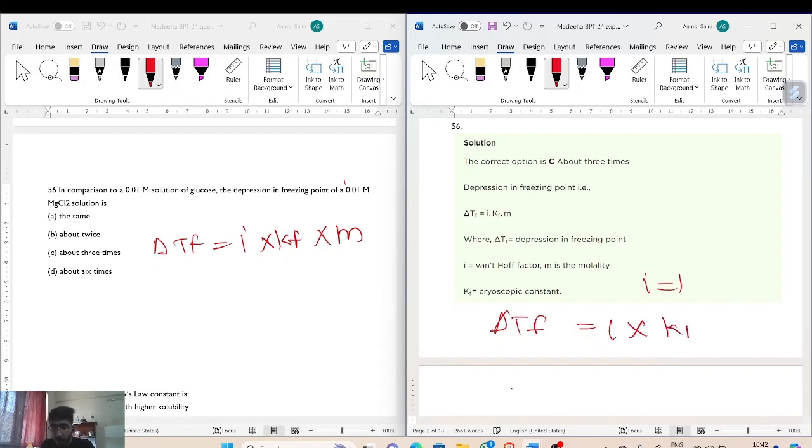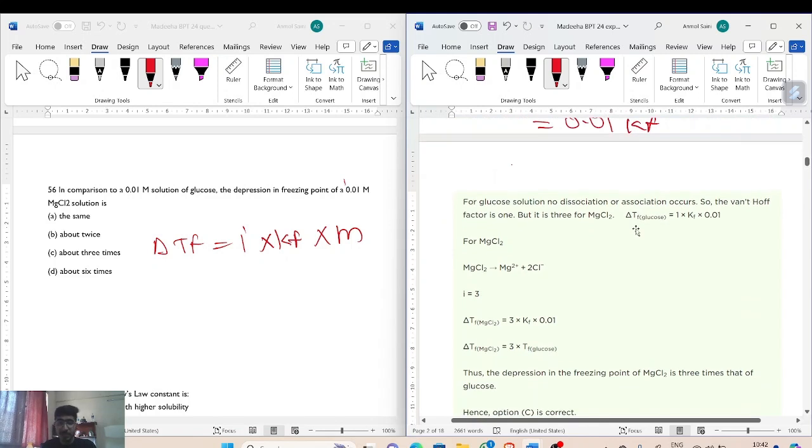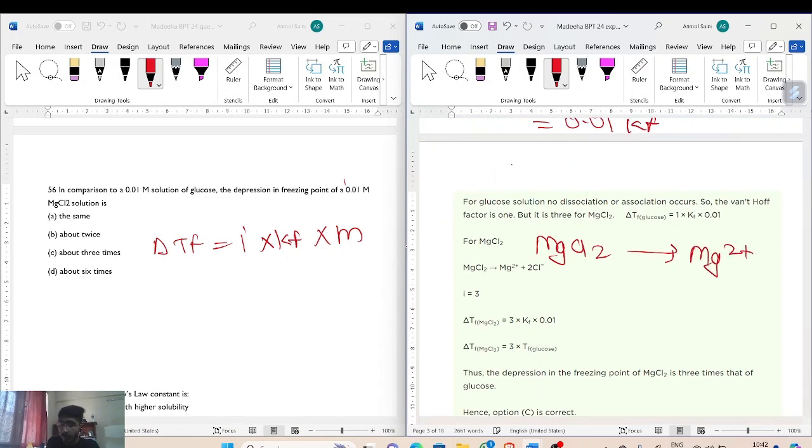Now the Kf value will be the same, Kf, and the m value given in the question is 0.01. So delta Tf for glucose will be 0.01 Kf. Now we have to calculate for MgCl2. We know that MgCl2 solution will dissociate as Mg2+ and 2 ions of Cl−, so there are a total of 3 particles in the solution now. So the value of i will be equal to 3.